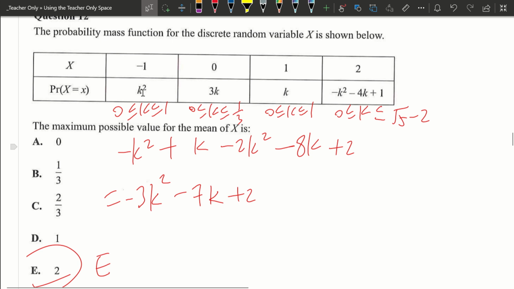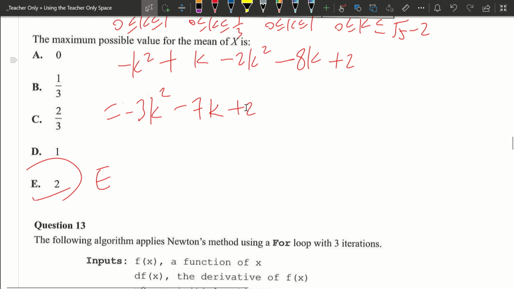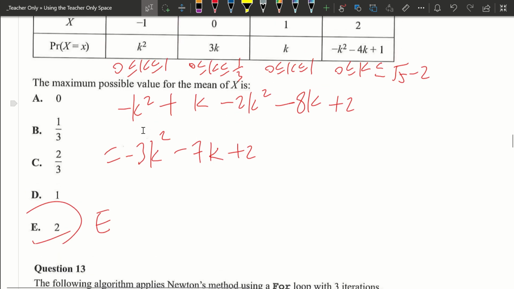And so all I'm going to do now is just write down the mean in terms of k. So -1 times k squared, which is this. 0 times 3k goes away. 1 times k is k. 2 times the quadratic, and I get this. And I add them, and that's the mean. I simplify it to get this. And all I need to do now is find the maximum of it.